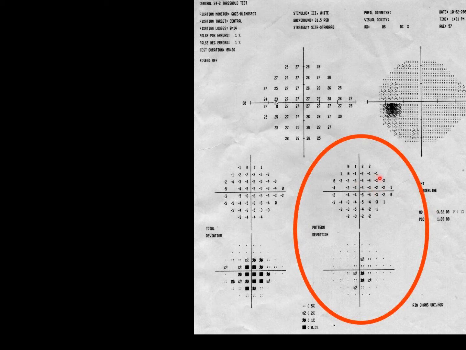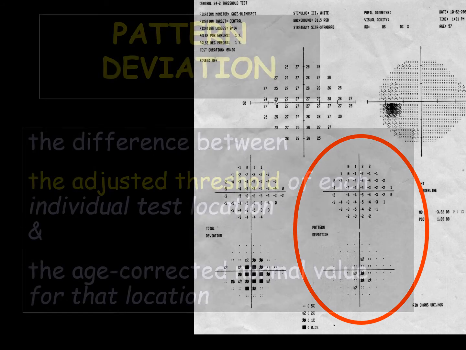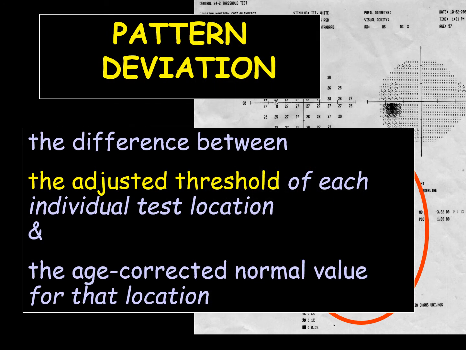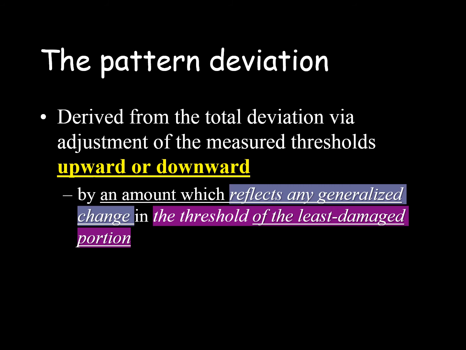So here we have the pattern deviation, and down here we get the probability plot again drawn. Pattern deviation is the difference between the adjusted threshold, adjusted depending on the difference at location 85%, and the normal. It is the difference between the adjusted threshold of each individual test location and the age-corrected normal value of that location. This process will adjust things either up or down.